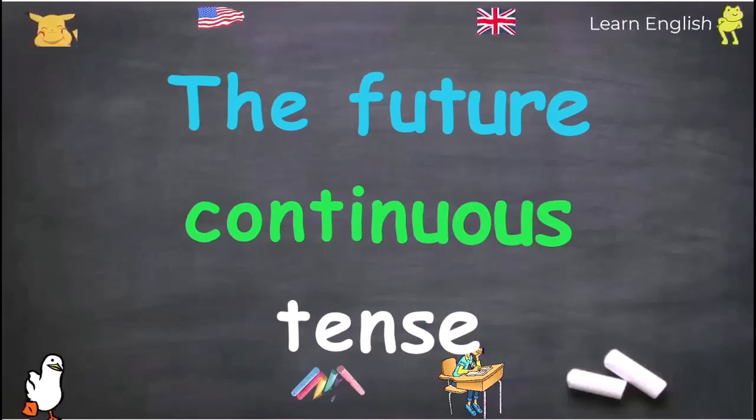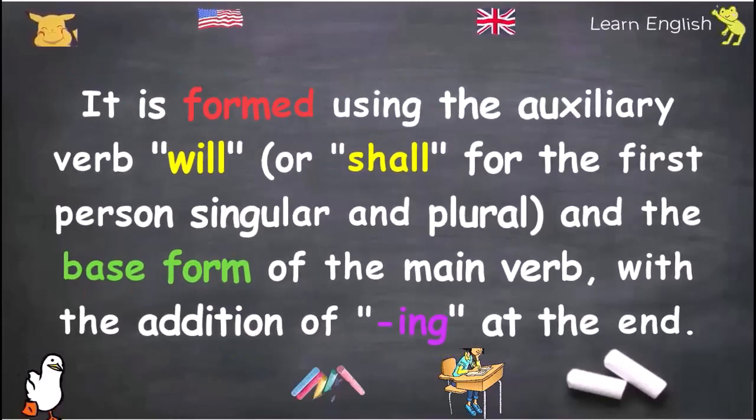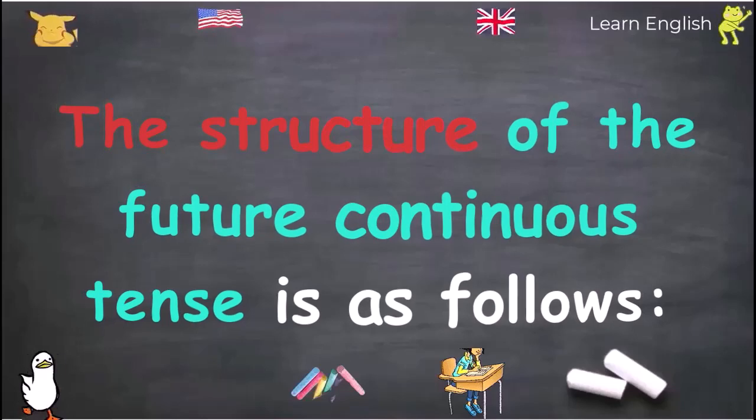The future continuous tense. The future continuous tense is used to talk about actions or events that will be in progress at a specific time in the future. It is formed using the auxiliary verb will, or shall for the first person singular and plural, and the base form of the main verb, with the addition of -ing at the end. The structure of the future continuous tense is as follows.